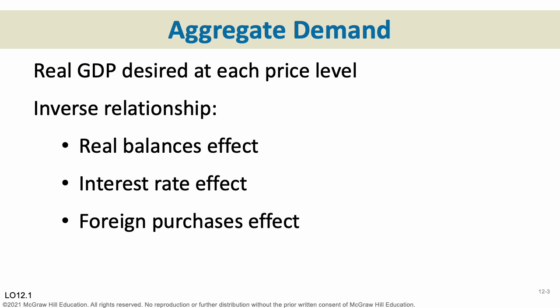If our prices in the United States are going down and other countries aren't, it's going to make our goods and services more attractive for them to buy, increasing our exports as well as decreasing our imports. If our prices are getting cheaper, there's no reason to import things because we can just buy the goods and services that we make in this country. So in this case, those are all of the reasons it is inversely related.